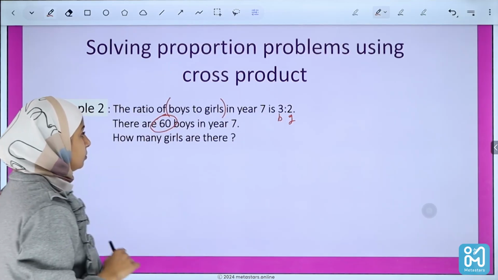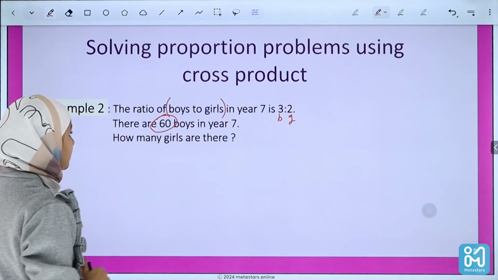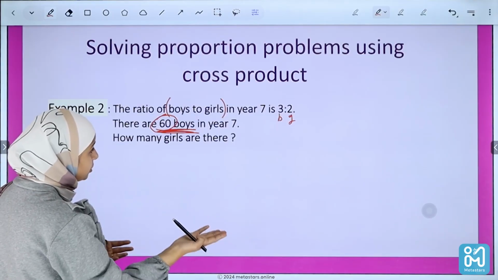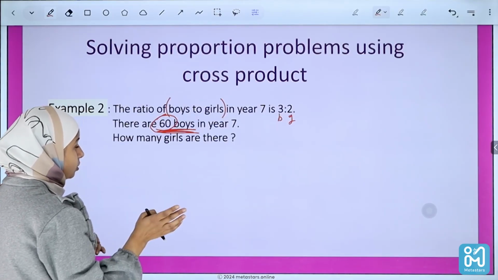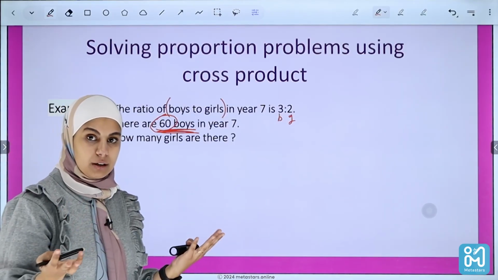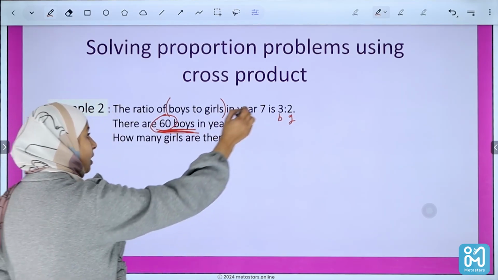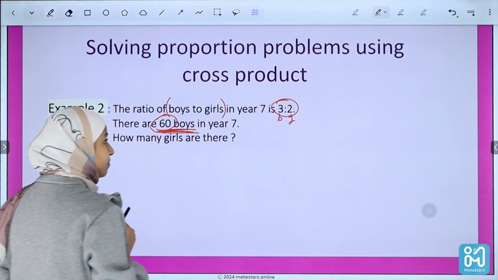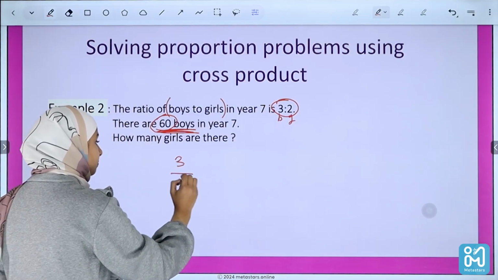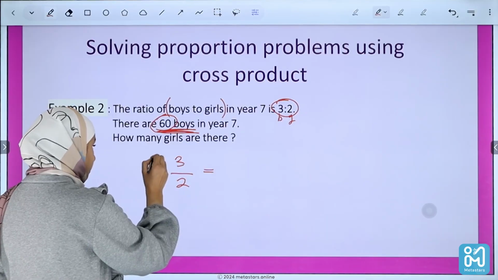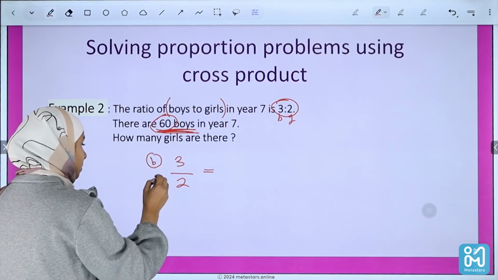The total amount of boys is 60. So your year 7 students, boys and girls, I don't know how many girls I have, so this is why I'm doing this calculation. I will convert this to a fraction. 3 over 2 equals, 3 is the boys' part and 2 is the girls' part.